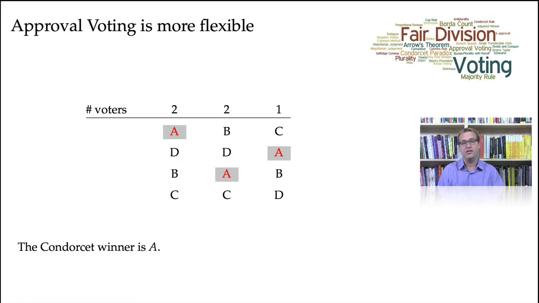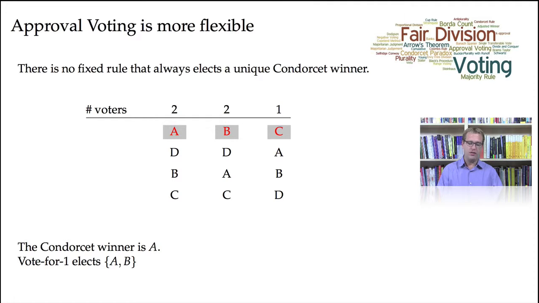Now let's look at an example to illustrate how approval voting is connected to whether or not approval voting can elect a Condorcet winner. So in this election right here of 5 voters, candidate A is the Condorcet winner. You might want to pause the video and double check that I'm correct about this. The first thing I want you to note is that there's no fixed voting rule that will always elect the Condorcet winner. By a fixed voting rule, I mean a voting rule that requires the voters to choose the top 1 candidate, the top 2 candidates, top 3 candidates, and so on.